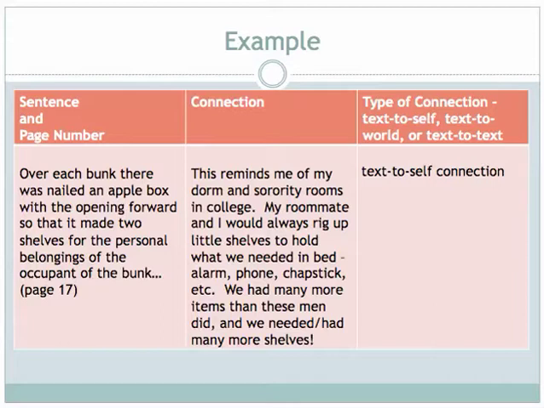My roommate and I would always rig up little shelves to hold what we needed in bed, like our alarm, phone, chapstick, etc. We had many more items than these men did, and we needed and had many more shelves. In the last column, you'll see that I identified the type of connection that I made. In this case, I was connecting to my own personal experiences, so it was a text-to-self connection. At this time, you'll want to end this video and watch Lesson 1, Part 3 to continue.